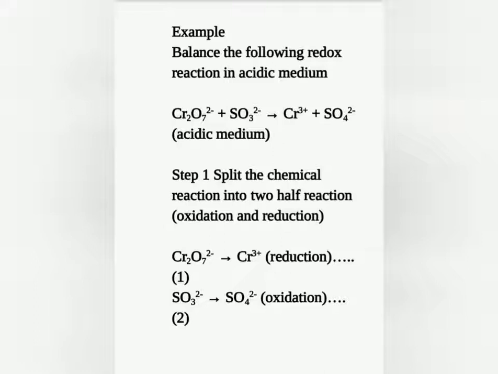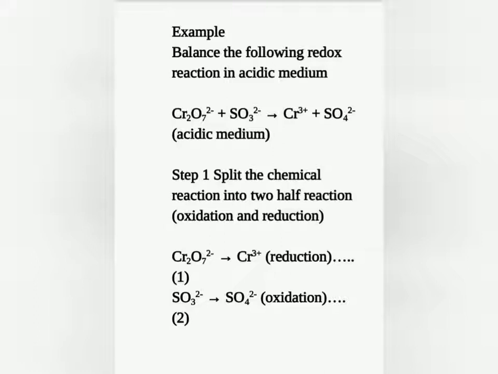We have explained already the rules to balance the redox reaction. We are doing step 1, step 2, step 3 like that. The first step is to split the given chemical reaction into two half reactions. One will be oxidation and the other one will be reduction. So the first half reaction will be Cr2O7 2- gives Cr3+, in which reduction is taking place. Second one, SO3 2- changes into SO4 2-.